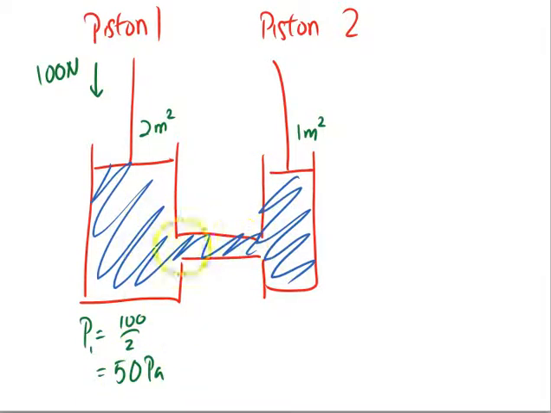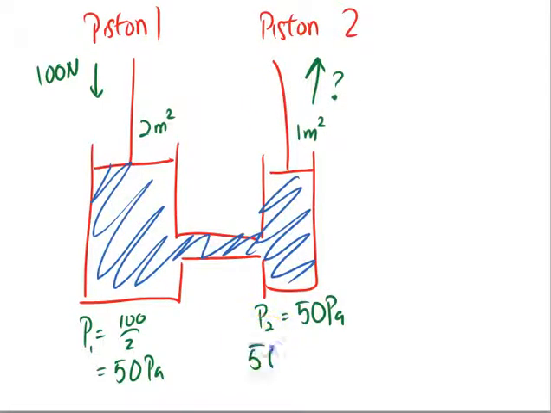Now, what is the same between both of them? If I apply a force downwards here, in actual fact, what I'm doing is exerting a pressure on this side. So the pressure here and the pressure here is the same. So the pressure at piston 2 is also equal to 50 Pascal. Then you must be saying, so what if the pressure here is 50? How does it affect? Let's take a closer look. If the pressure is 50 Pascal, let's find out what's the force exerted here.